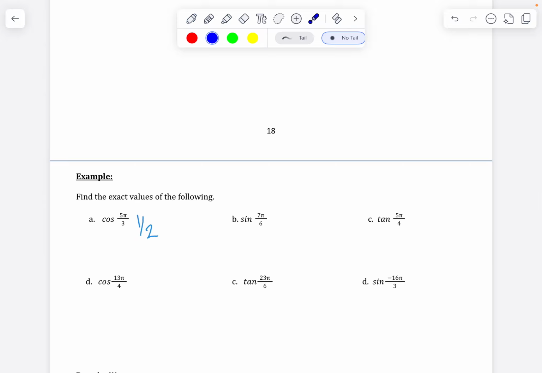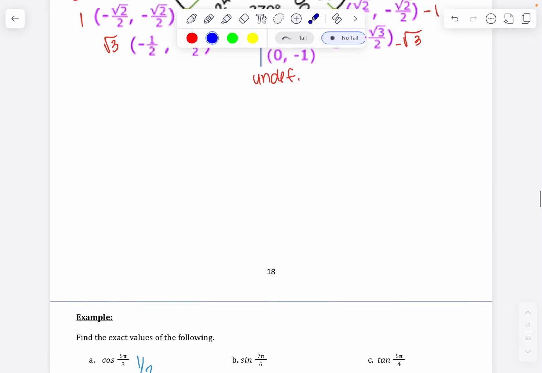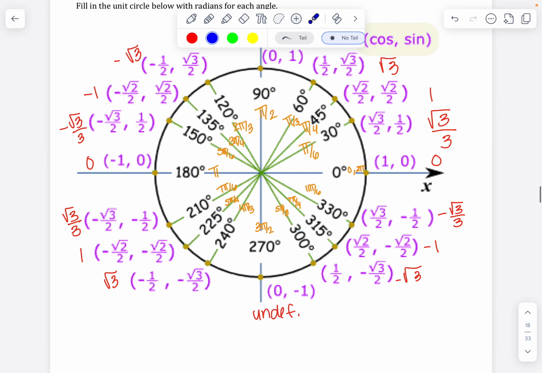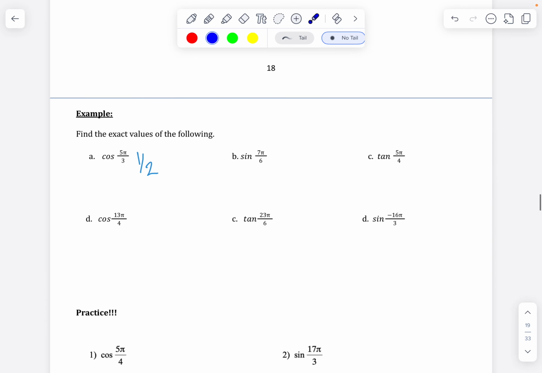Right, we'll do the same thing for sine of 7 pi over 6. So we'll go up to our unit circle, search for 7 pi over 6, which is right here. We wanted our sine value. That's our y, so negative 1/2.